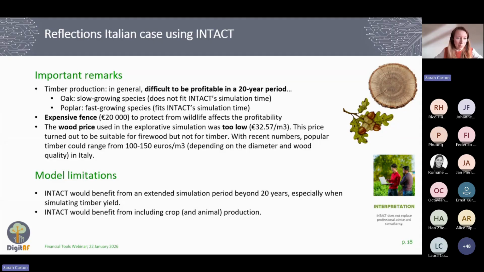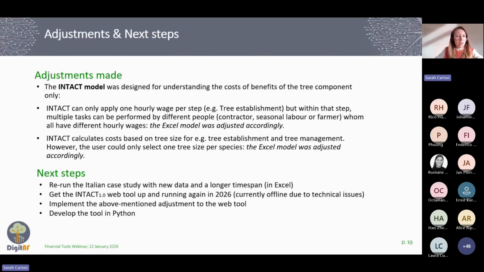So a good next step is to use all lessons learned in a new simulation. I wanted to illustrate again that Intact would definitely benefit from an extended simulation period beyond the 20 years, especially when simulating timber yield. And Intact would also benefit from including the crop production. If there had been an income from the crops, this scenario could have looked much different. This model, Intact, was designed for understanding the costs and benefits of the tree component only.